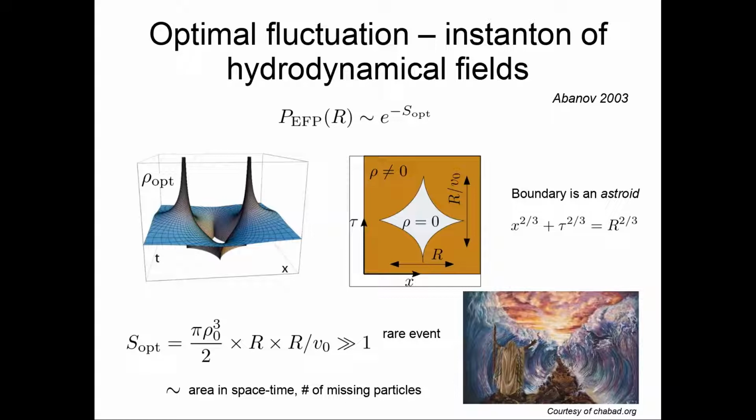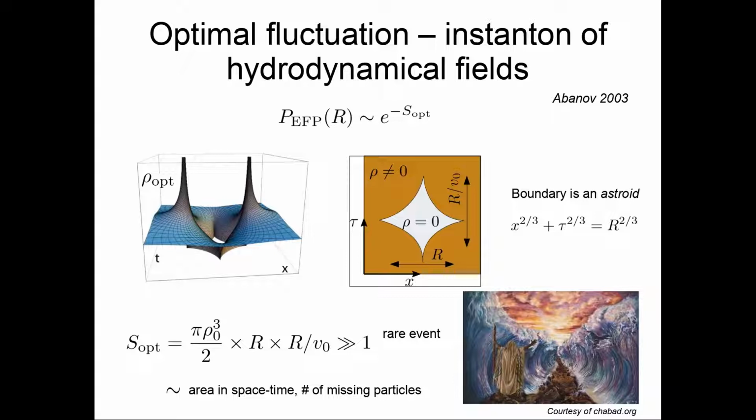And overall, the action can be estimated more or less like the area of this empty figure here, which, by the way, has a boundary with a very nice expression in terms of the asteroid curve. And as you see, it scales like the size of the emptiness squared, which makes the formation of the emptiness an extremely rare event, like the one which you essentially never see, but which was described in the mythology.